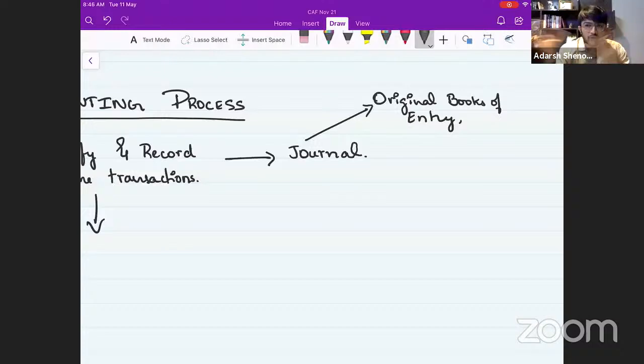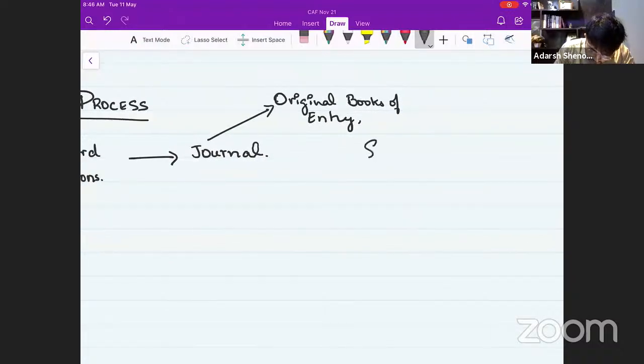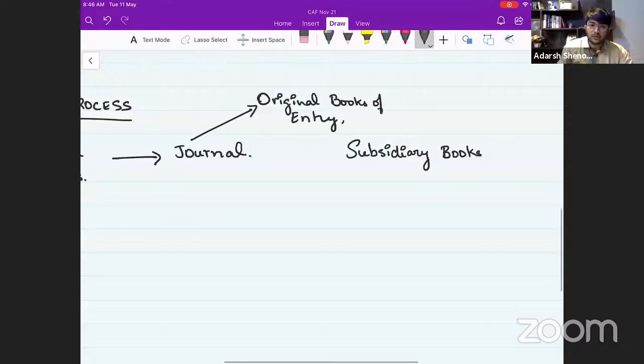And what are those alternative books known as? Original books, what is it known as? No, not ledgers. Ledgers come next. Yes, the alternative books are known as, very good, subsidiary books, or we call them day books as well. Or subsidiary journals. So these subsidiary books are also original books of entry.